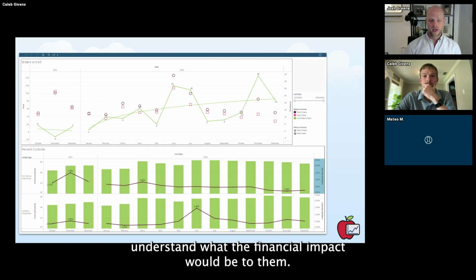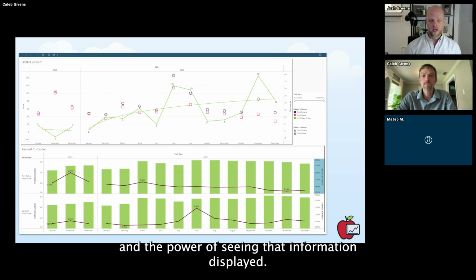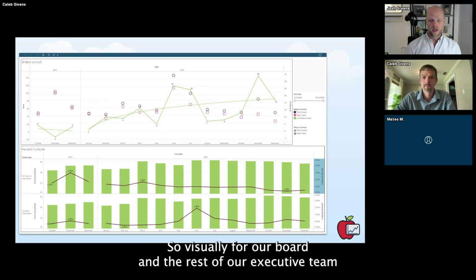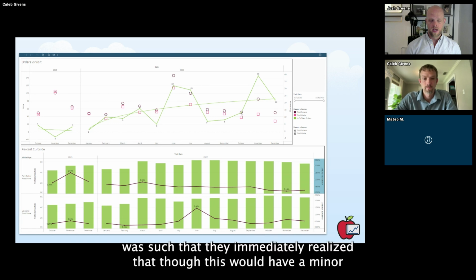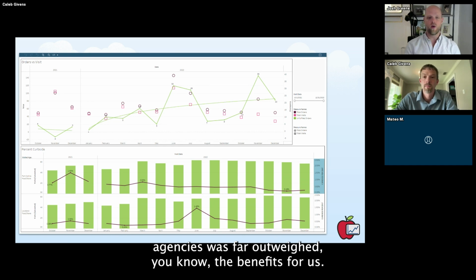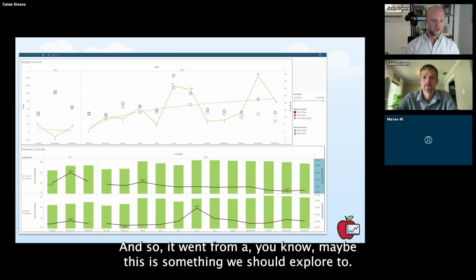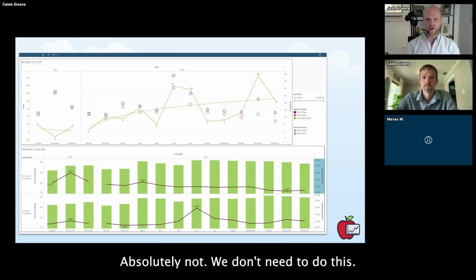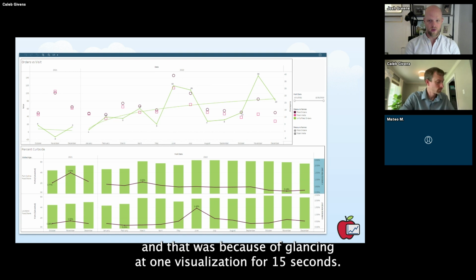And the power of seeing that information displayed so visually for our board and the rest of our executive team was such that they immediately realized that though this would have a minor positive financial impact for us, the negative impact it would have to our agencies far outweighed the benefits for us. And so it went from maybe this is something we should explore to absolutely not, we don't need to do this. And that was because of glancing at one visualization for 15 seconds.